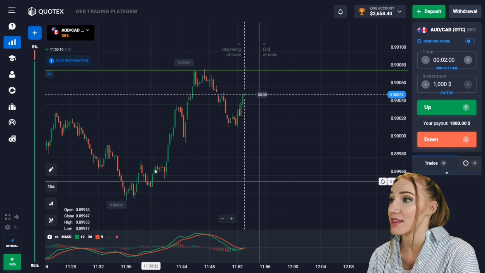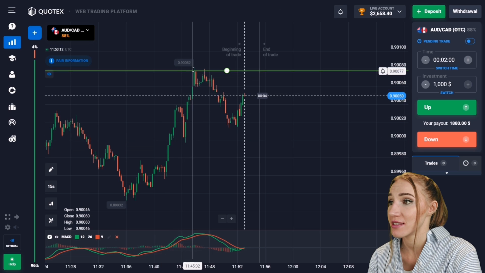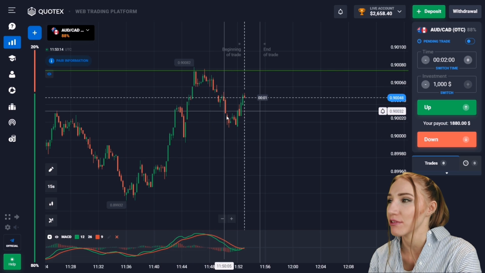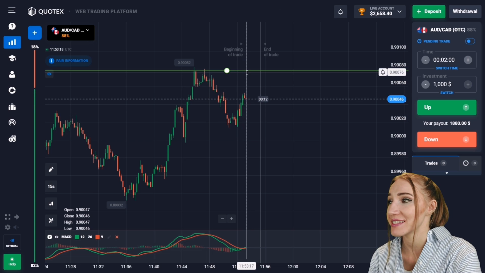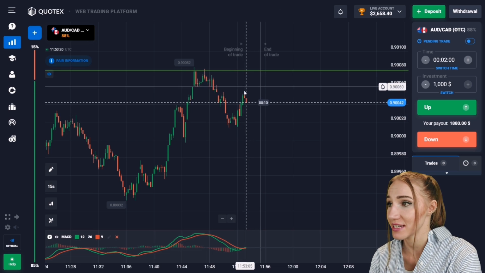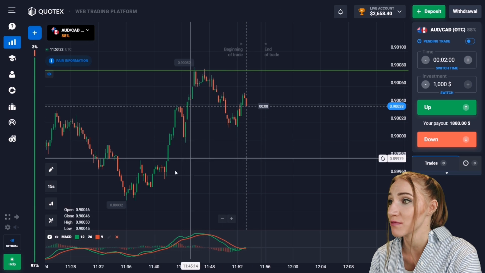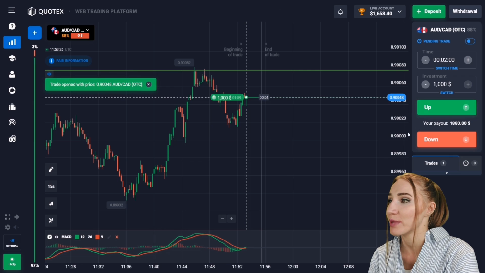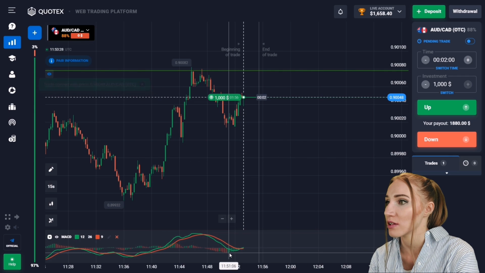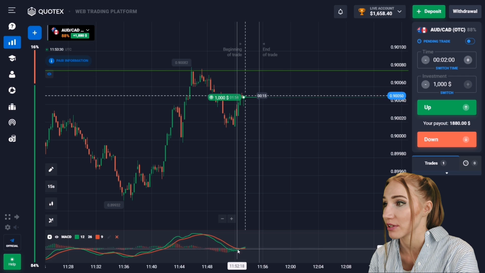So here you can see there was an upward movement, the price touched this level, then bounced down, and now the price reversed and is again moving up. So there is some room up to the resistance level, and the price has very good upside potential. So let's open the trade up for 2 minutes, and the indicator also confirms our entry point.